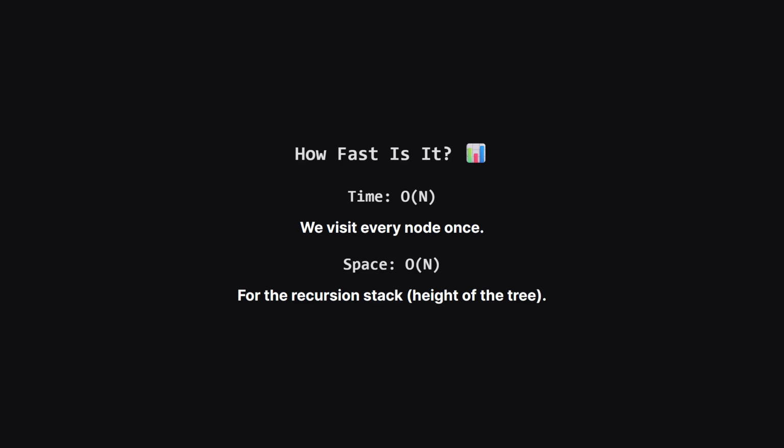So how fast are these solutions? Both approaches effectively visit every node once, so the time complexity is O(n), where n is the number of nodes. We can't do better, because we have to see the whole tree to find the deepest part. For space, it's also O(n) in the worst case, due to the recursion stack or the map we used in the first approach.